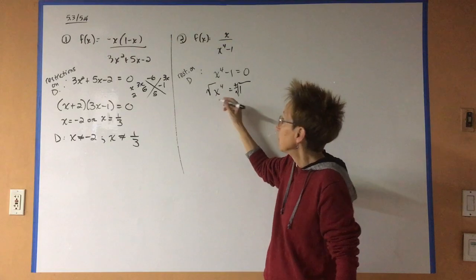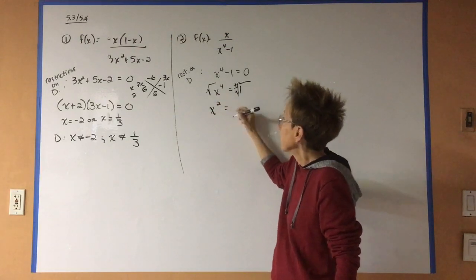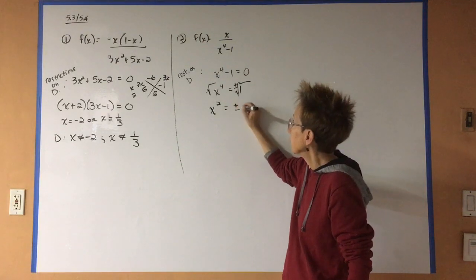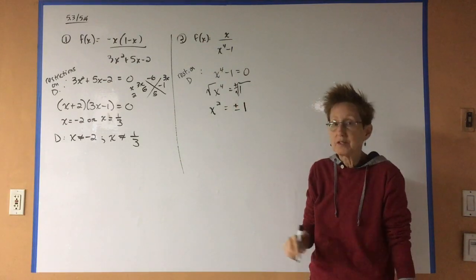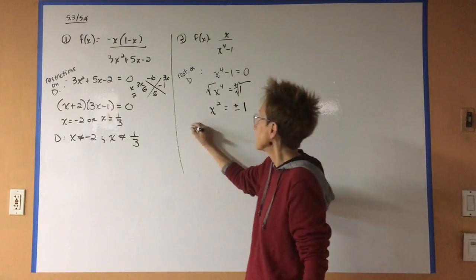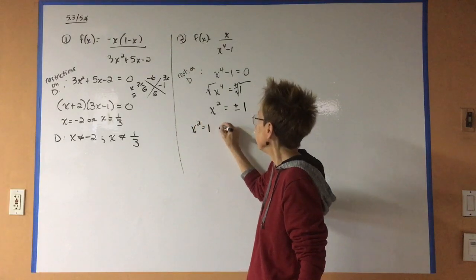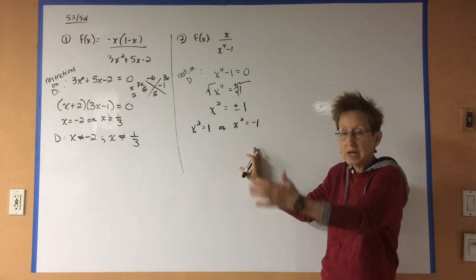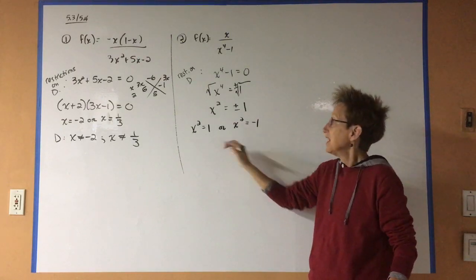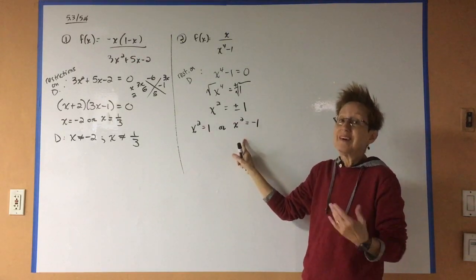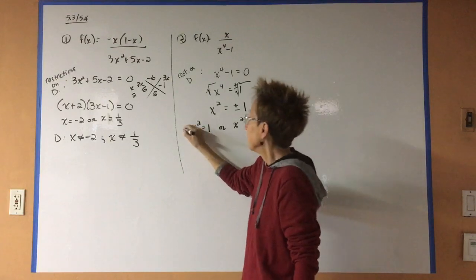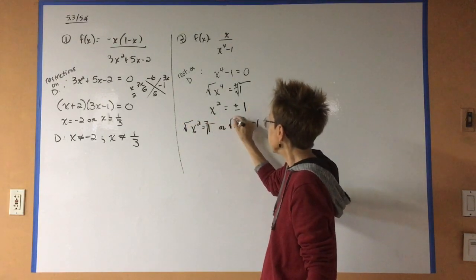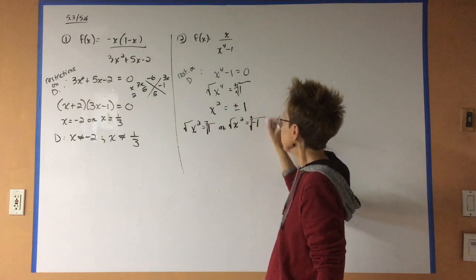Square root of x to the 4th is x squared. Square root plus or minus of 1, square root of 1 is 1, so I'm going to get either positive or -1 here. So what this really says is that I either have x squared equals 1, or I have x squared equals -1. I'm not done yet, so I've only gotten the x to the 4th down to an x squared. Now I'm going to go do the square root property again. Square root of this side plus or minus square root of this side, square root of this side plus or minus square root of this side.